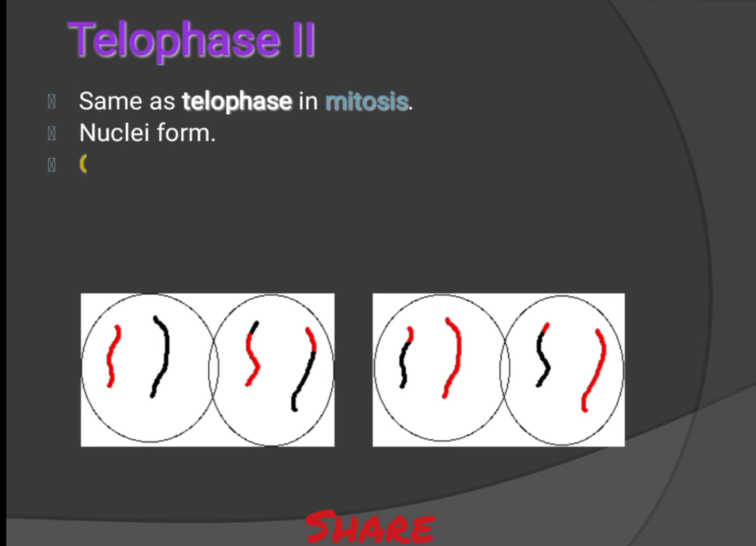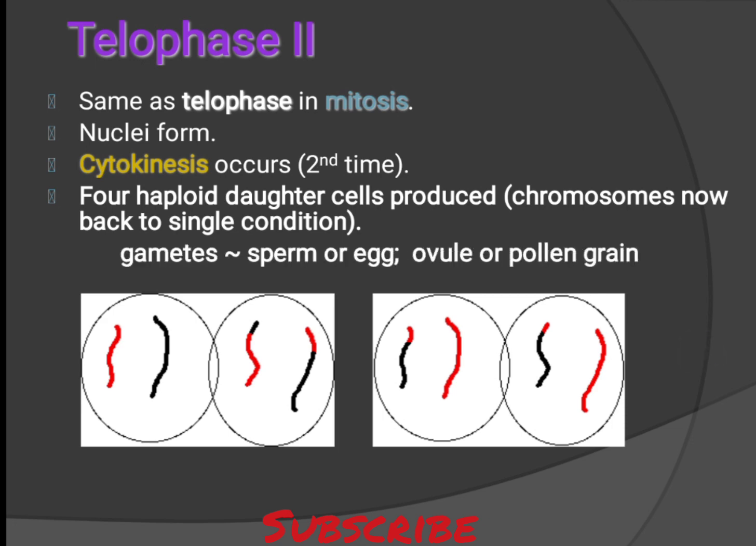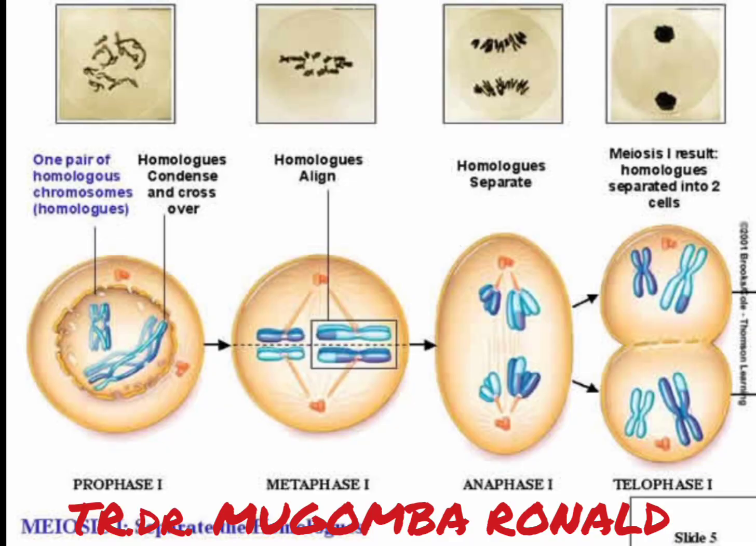In preparation for the next stage, we can see cytokinesis taking place once again, and now we have our 4 daughter cells being produced. These are now chromosomes in their single condition. Then during the next stage, they will go ahead and duplicate. This usually happens in the gametes, that is the sperms, the eggs, the ovules, and the pollen grain. So this is an illustration that shows you how the whole process takes place.